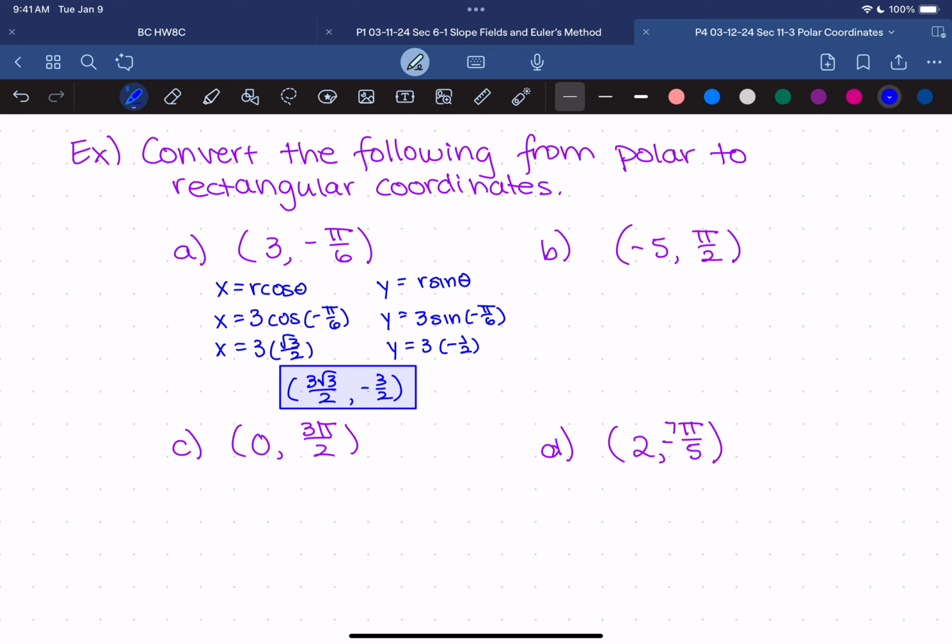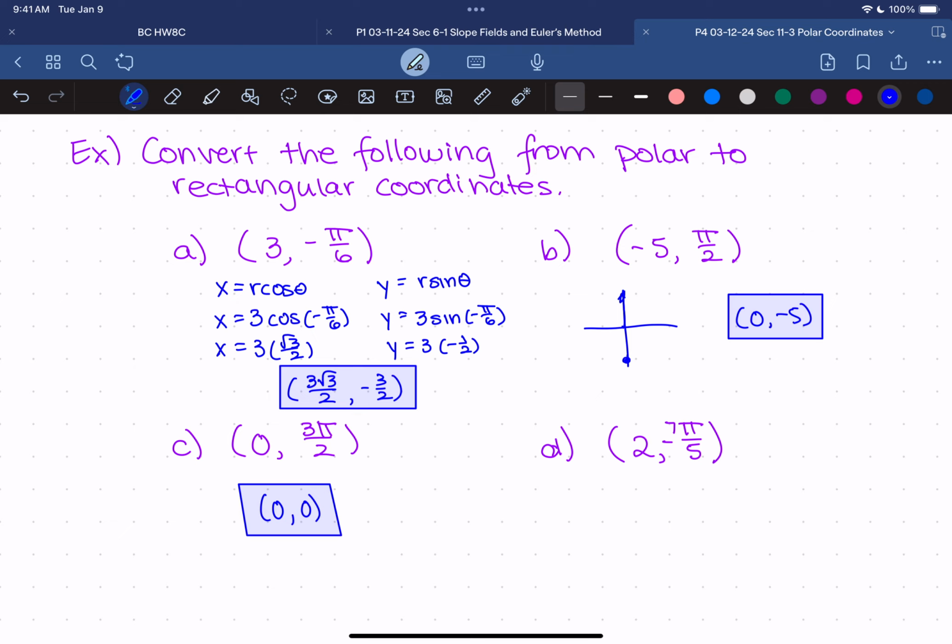Now negative 5 pi over 2. Pi over 2 is a quadrantal angle. It's one of the axes. So pi over 2 would be here, but it's a negative radius, so I'm going to go in the opposite direction down there. So the point is 0, -5. Same thing here, although this one, the radius is 0, I'm automatically at the origin. I don't even have to think about that one anymore. There's my answer there.